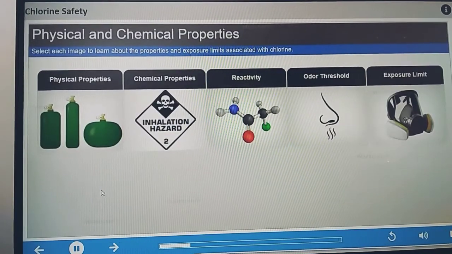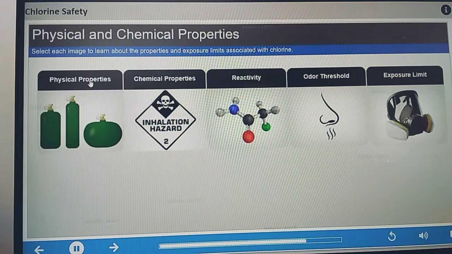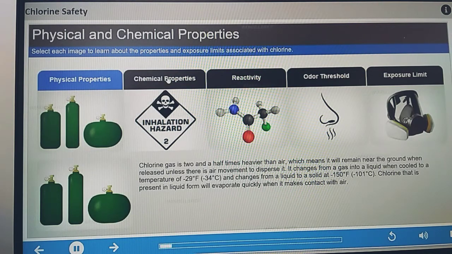To use chlorine safely, you need to understand the physical and chemical properties of chlorine, as well as its exposure limits. Select each image to learn about the properties and exposure limits associated with chlorine. Chlorine gas is 2.5 times heavier than air, which means it will remain near the ground when released unless there is air movement to disperse it.